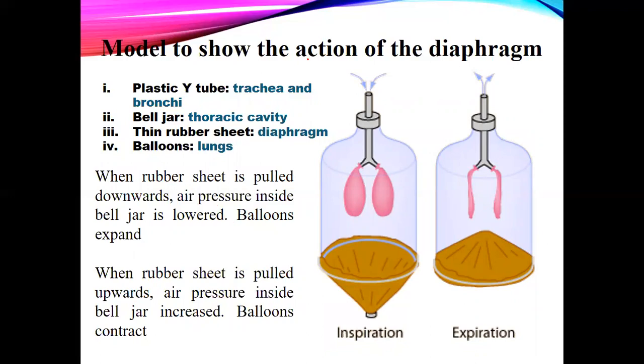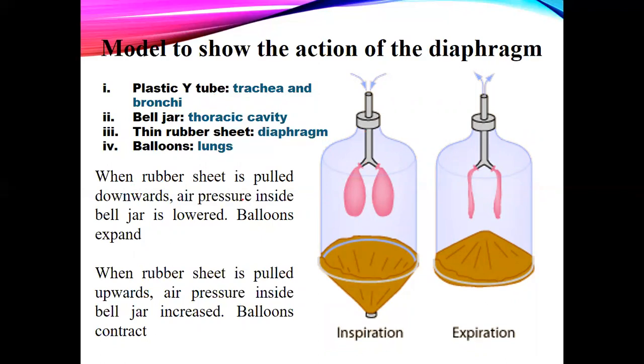Now this model shows the action of the diaphragm. The plastic white tube is representing the trachea and the bronchi. The bell jar is this, all of this is called the bell jar. It's called the thoracic cavity. It's a cavity which is around the what? Around the chest. Then we've got a thin rubber sheet. The thin rubber sheet you see acts like a diaphragm. This is the diaphragm. And the balloon would be representing the lung.